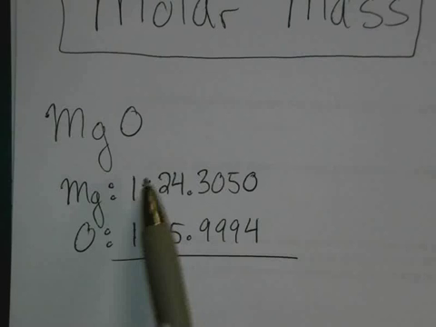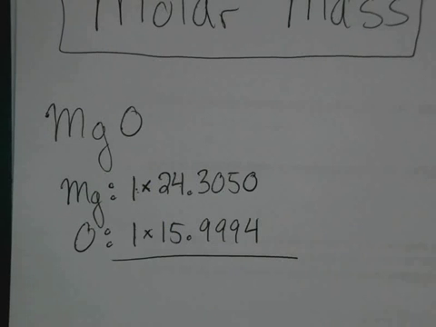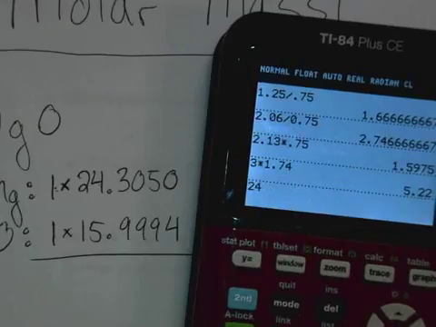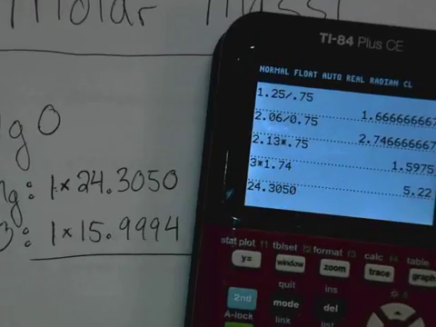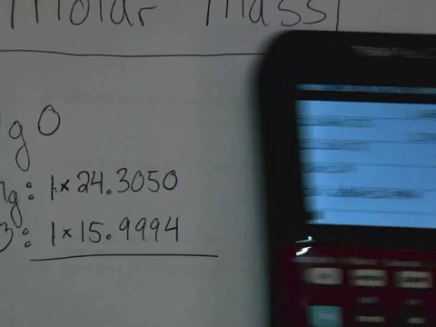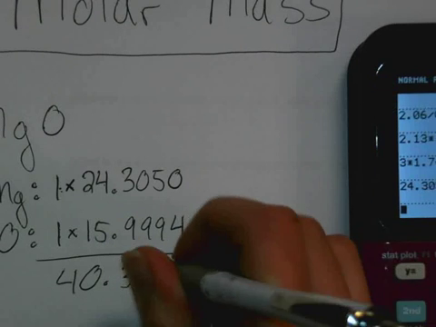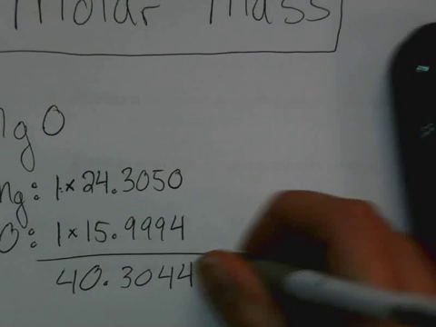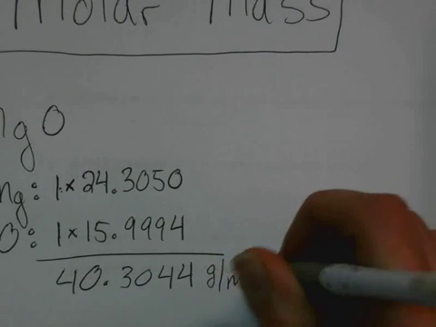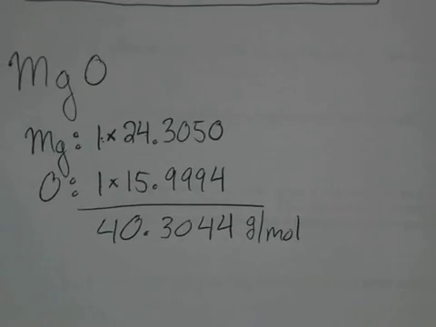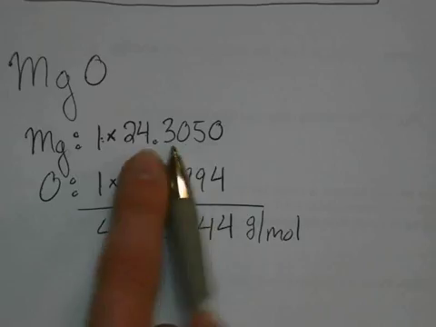So then, once I've multiplied them by the amount that I have, I just add them up together. 24.3050 plus 15.9994 gives me a molar mass of 40.3044 grams per mole.